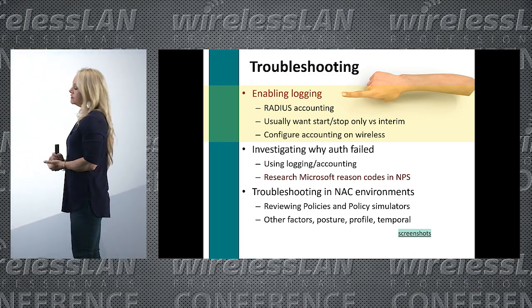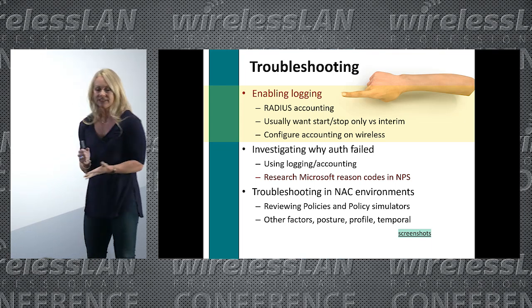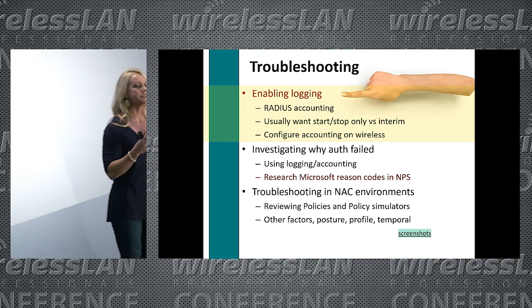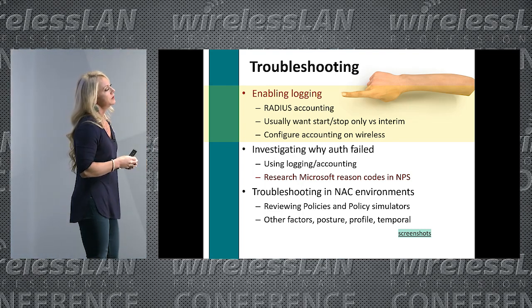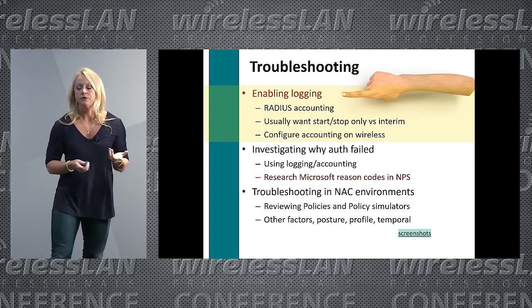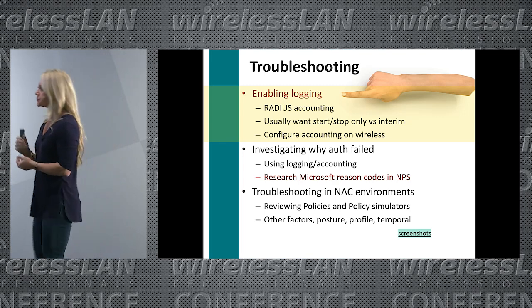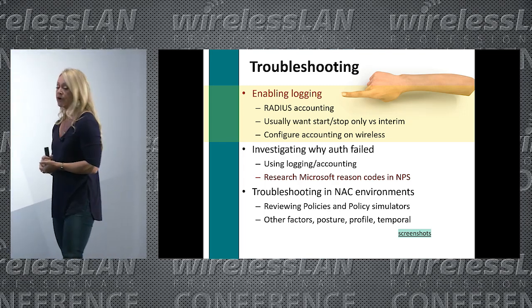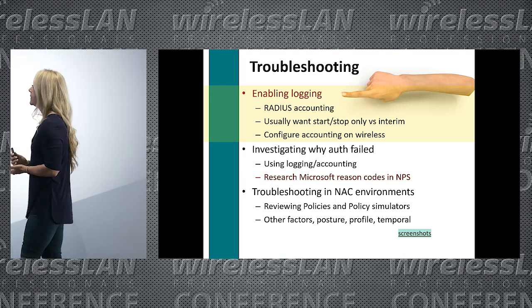Troubleshooting. First thing is enabling logging. And I mentioned earlier, I don't even know how somebody sets this up and does not enable RADIUS accounting. That's the first thing you need to do. And there's a slide on this to show screenshots later, so you can reference it, but you need to do that within the wireless infrastructure, and then you also need to do it on the RADIUS server if it's NPS. You need to configure logging the first time, right?